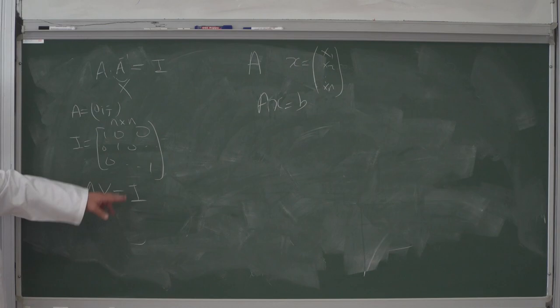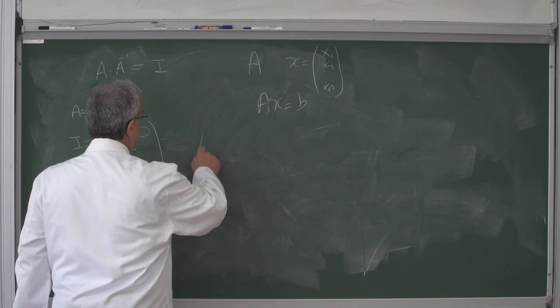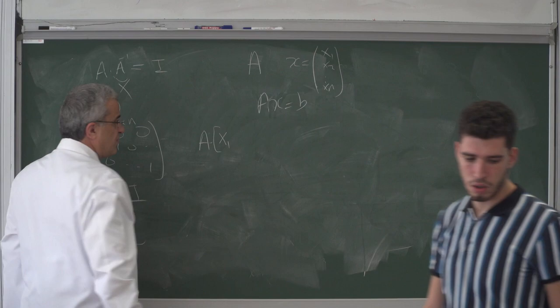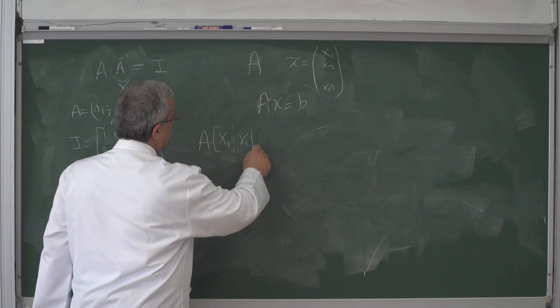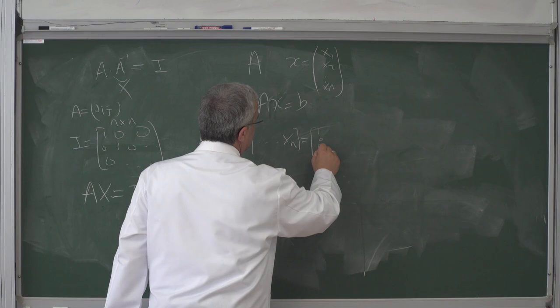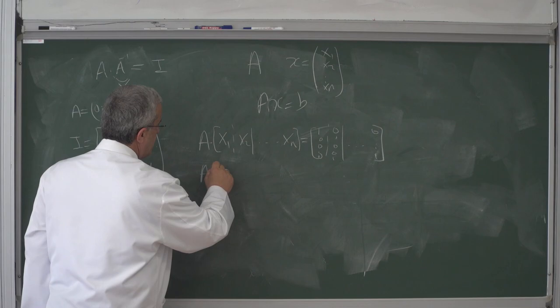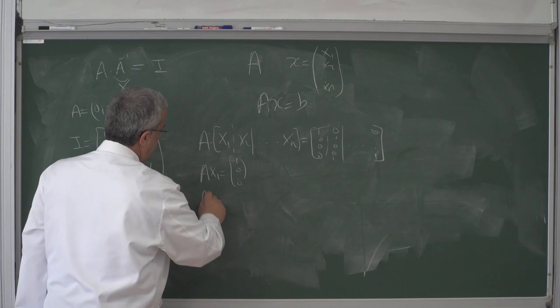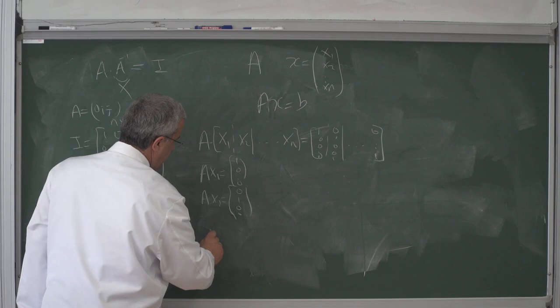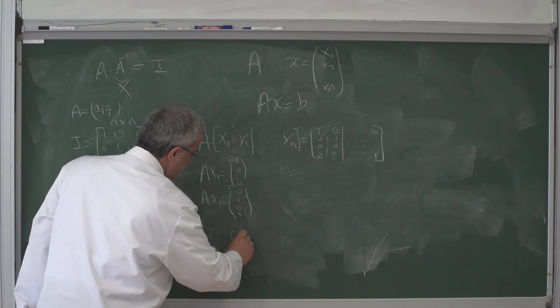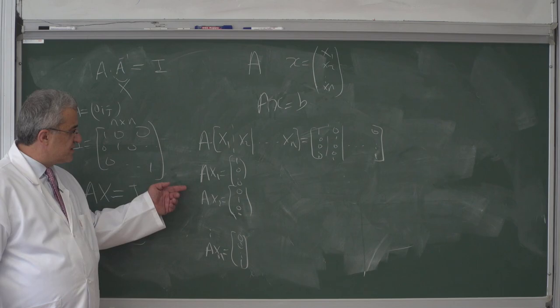So let me write this in this form. Let's call this first column of X, second column, and the right hand side 1, 0, 0, etc., 0, 1, 0, 0, 0, 0, 0, 1. So I can decompose this into A X1 equal to 1, 0, 0, 0, right? A X2 equal to 0, 1, 0, 0, 0, etc., up to A XN. So how many of these do I need to solve? N systems of linear equations, right?